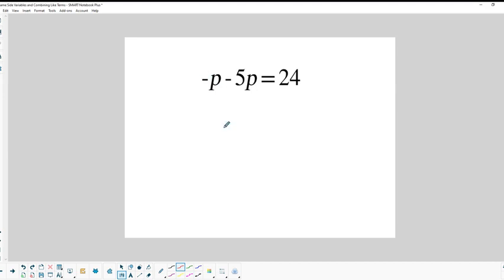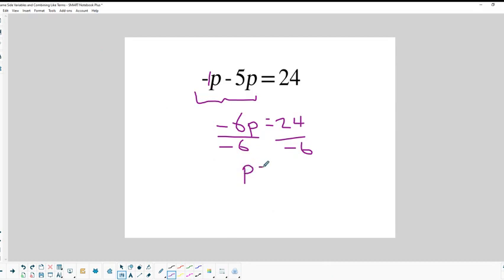Okay, how about if I have something like this? Well, I have to remember something that we've reiterated. If you have a variable by itself, just put a 1 in there. So now we know that we have negative 1p minus 5p. So those two would combine to give us negative 6p. All of that equals 24. So all I have to do to finish solving is divide by negative 6. And my final answer then is going to be negative 4, because 24 divided by negative 6 is negative 4.